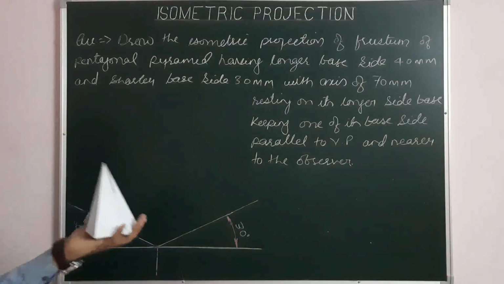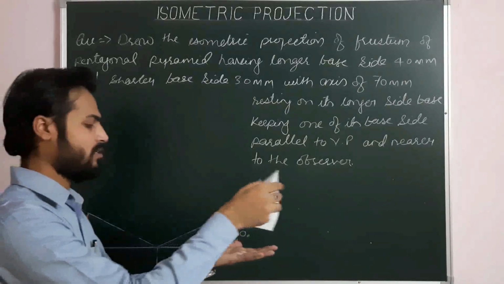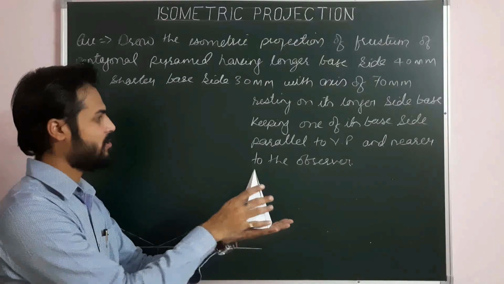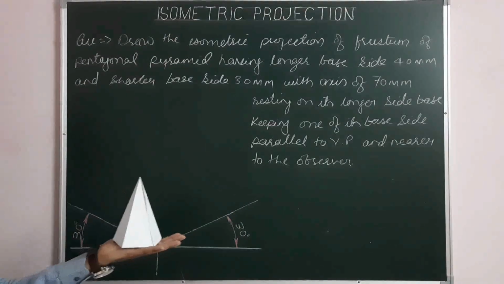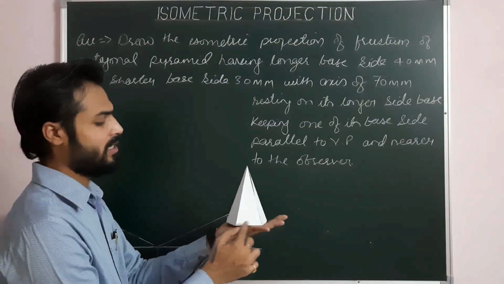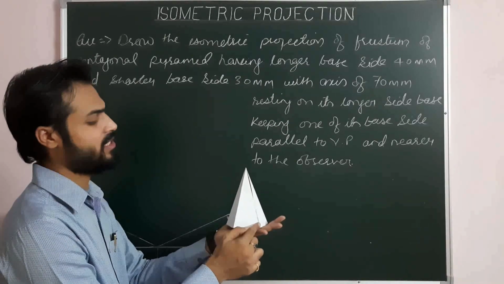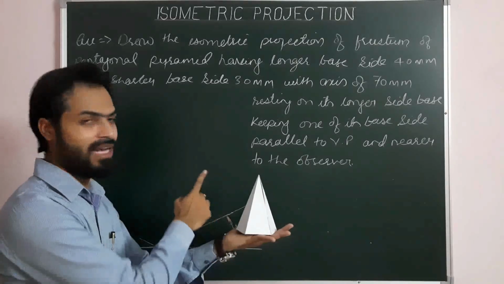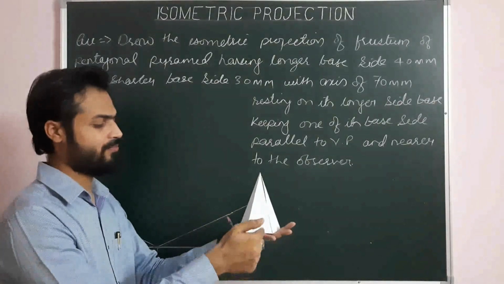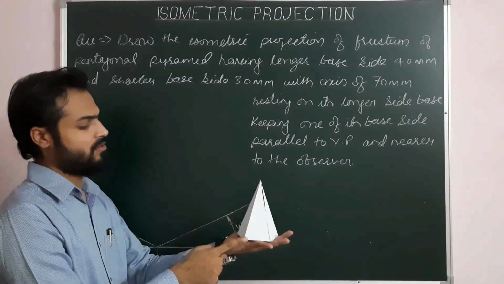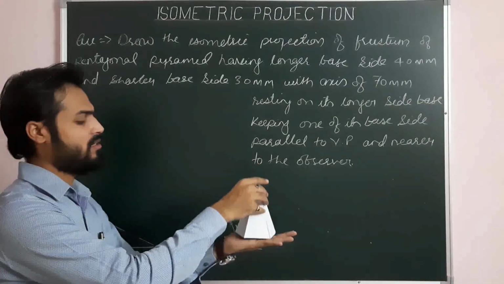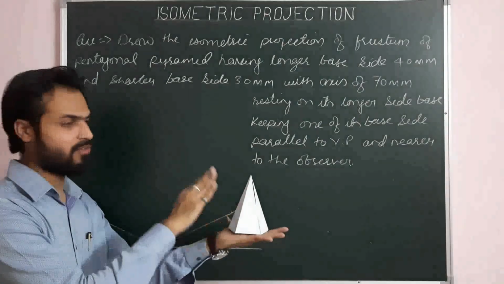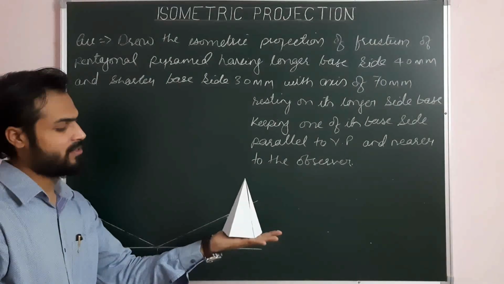Now the solid is resting on its longer pentagonal base on HP, keeping one of its base sides parallel to VP and nearer to observer. So the side which is parallel to VP is nearer to observer, or the same is away from VP. So this is the final position. And please assume that the solid is a frustum of a pentagonal pyramid.